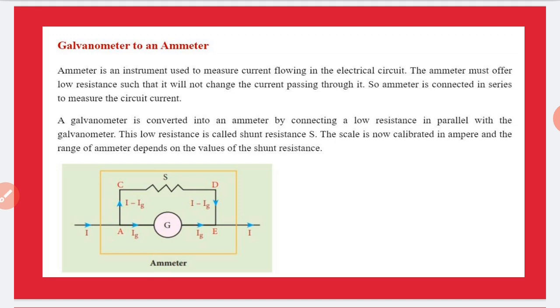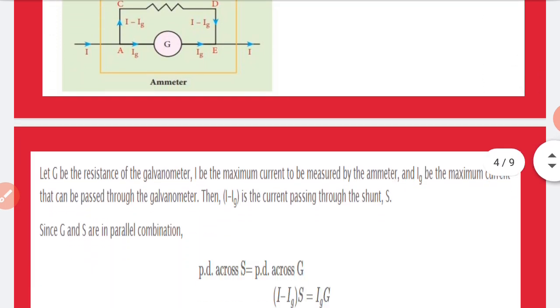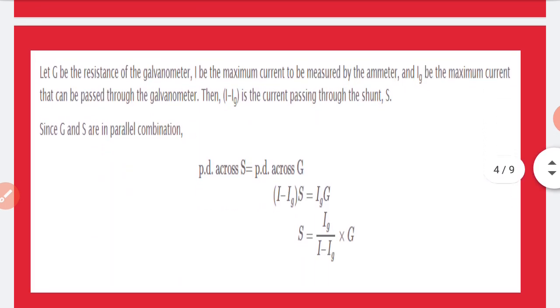As you find in the given figure, the current I reaches the point A and it is distributed in two parts, and these currents are distributed by Kirchhoff's first rule, that is called junction rule. Now we find the formula.